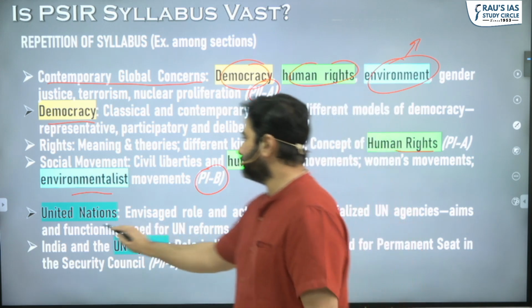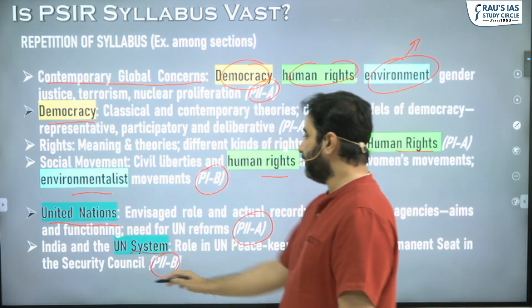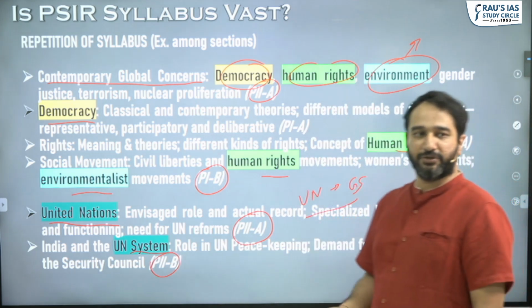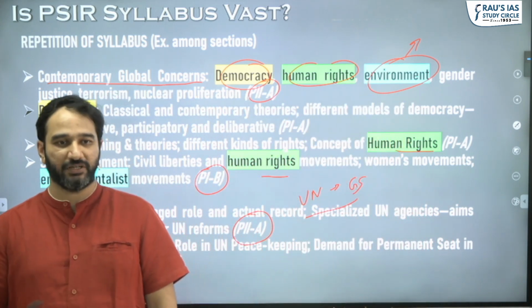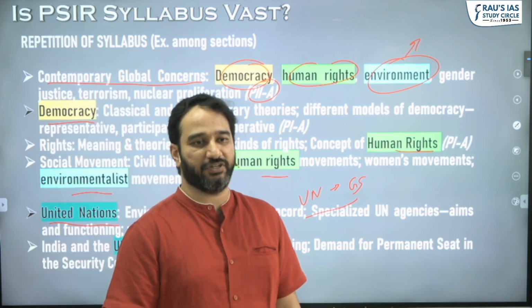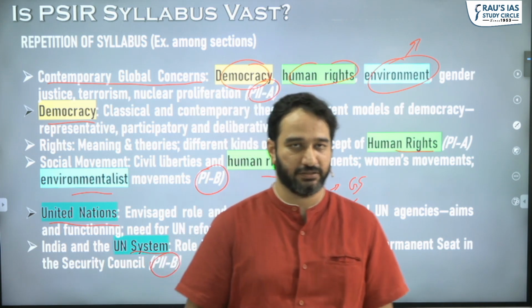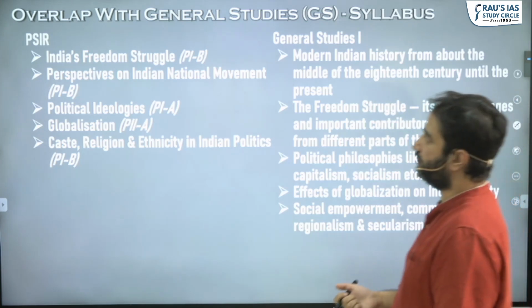Similarly, the UN is there in paper 2, section A, and UN in paper 2, section B. But UN, you've also studied from the GS perspective: UN Security Council, UN General Assembly, UN Peacekeeping Forces. Same thing happens here. The difference lies in answer writing. That is why answer writing is very important, which we do put a lot of focus on within the classes, which we'll talk about moving forward in the orientation.